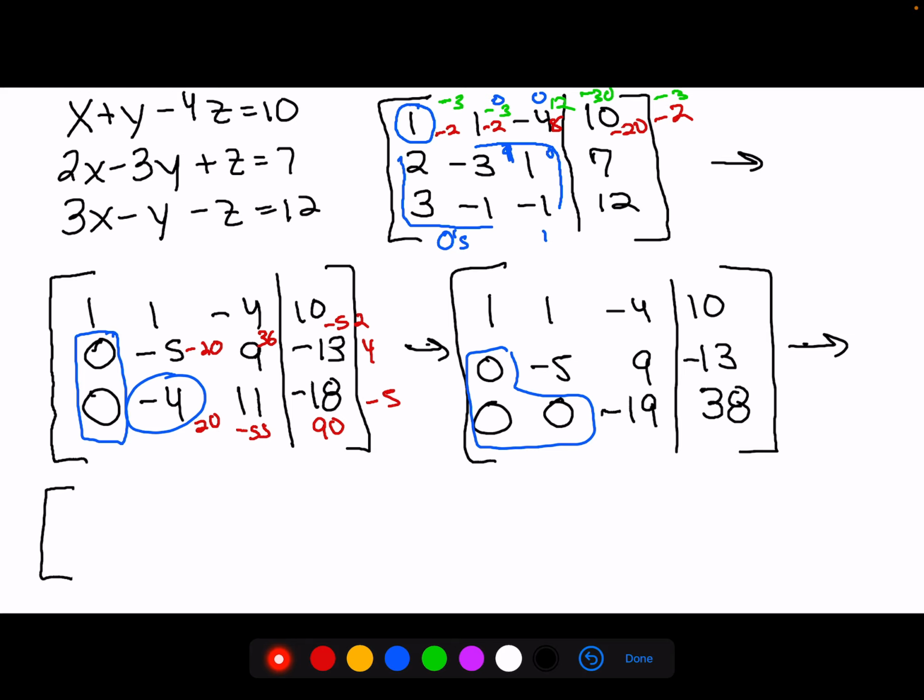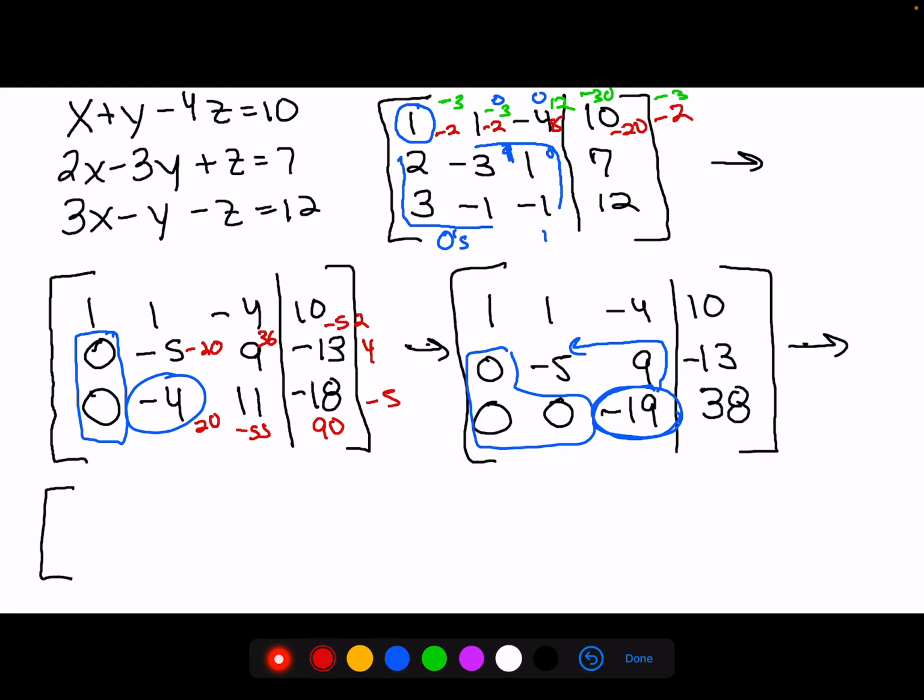That last row, that third row, negative 19z equals 38. We can already see that z is going to be negative 2. But humor me, let's keep working. One of my next goals is to get this now to be a 1. And then I'm going to make my way back this direction.